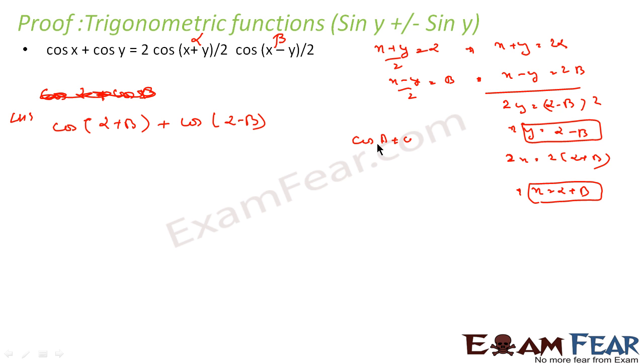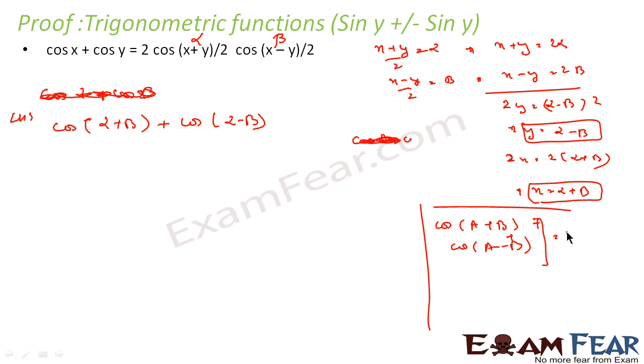Now we know that cos of (A plus B) plus cos of (A minus B) is equal to 2 cos A cos B. We know this formula. I'll write it here: cos of (A plus B) plus cos of (A minus B), the whole thing, is equal to 2 of cos A and cos B. So here alpha is equal to A and beta is equal to B, so this is equal to 2 of cos alpha and cos beta.